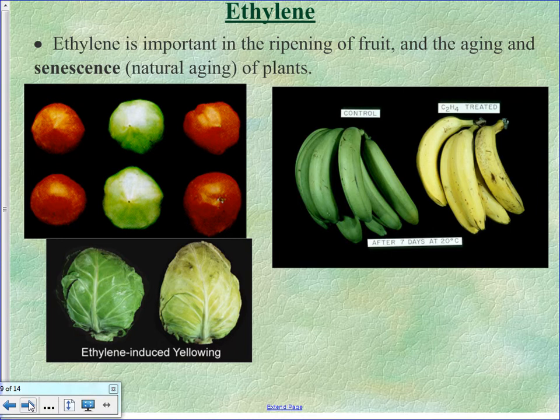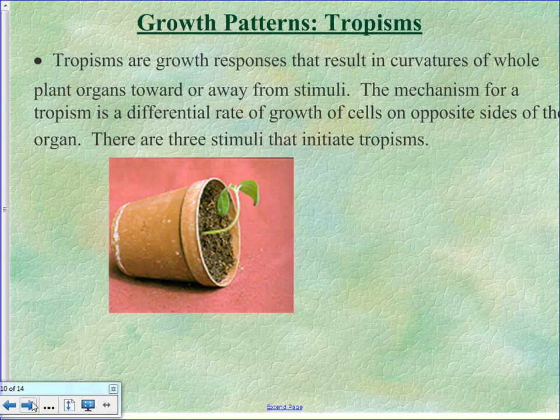All right, so ethylene ripens fruit. Okay, that's the big thing that it does. All right, tropisms. So the growth patterns in the plants. Now we've got to look at what the hormones do here to make plants grow.